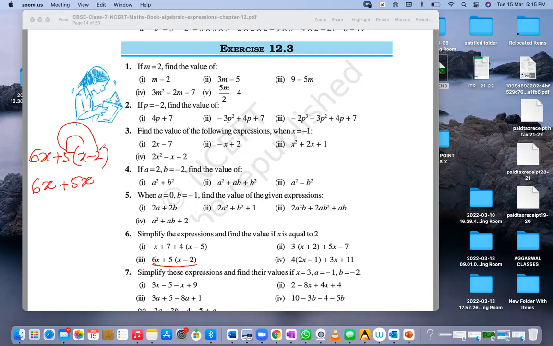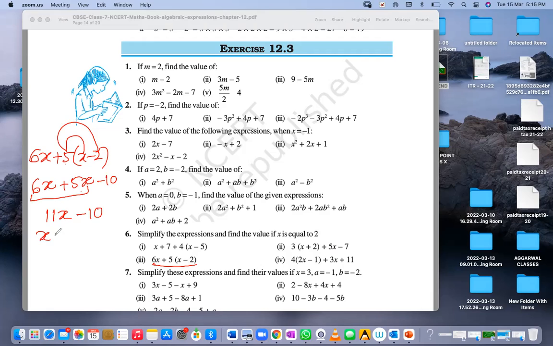If we multiply 5 with 2 as well, how much will it become? 5 twos are 10, but that is having a negative sign, so I will write negative 10. This is the opening of bracket. Once you open the bracket, then you have to look for the like terms. These two are like terms, 6x and 5x. 6 tomatoes and 5 tomatoes is 11 tomatoes. Similarly, 6x plus 5x is 11x. And this 10 is to be left alone because that is a constant term.